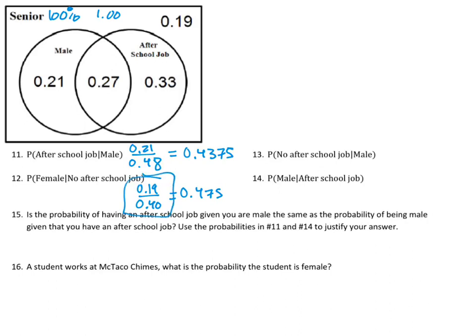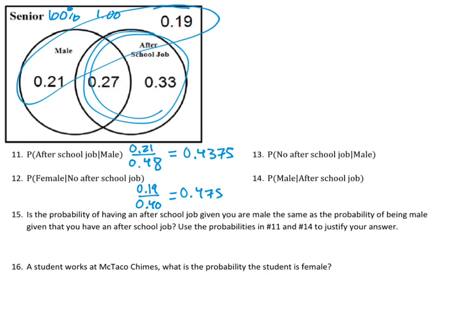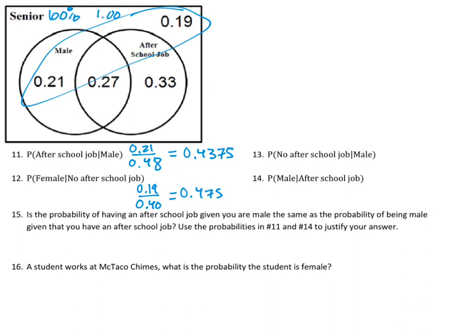I got these numbers from first figuring out how many people don't have an after-school job. These are the after-school job people, so the outside ones are the people who don't have an after-school job. You add those up, you get 0.4, and then the top number is how many of these are female. Well, it's not the male one, obviously. So this is the female portion that does not have an after-school job, which is 0.19. You get a fraction like that, and then you'll have your probability over here.